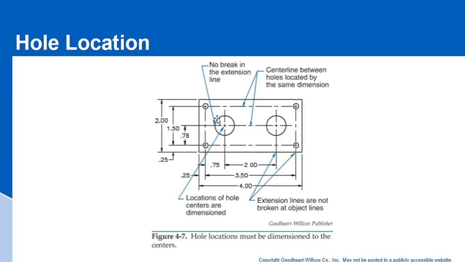Okay, so when we're crossing the object lines here, we have an extension line, and it crosses this object line. It does not break. And the extension lines are not broken at the object lines either when they cross here at this point. And then the locations of the hole centers are dimensioned. Okay, so that's what we're doing with that.